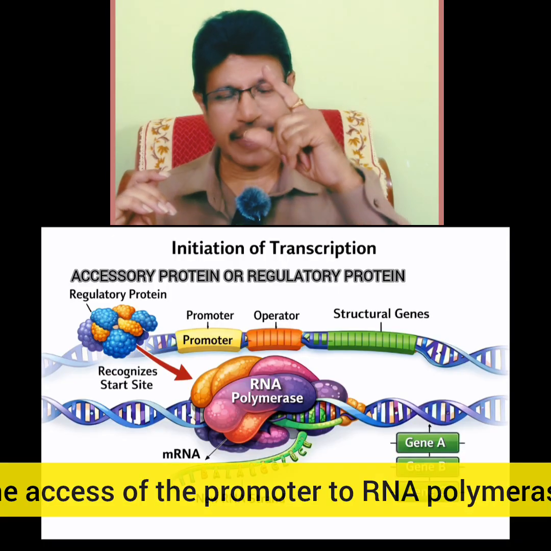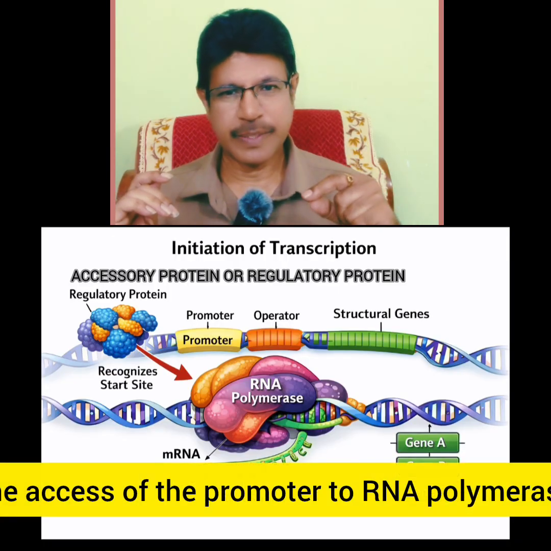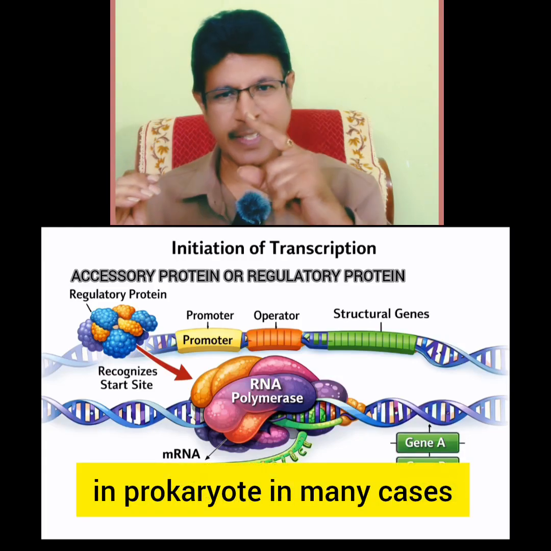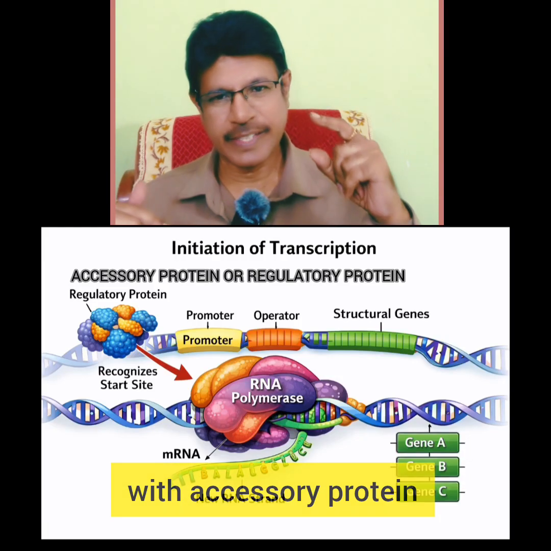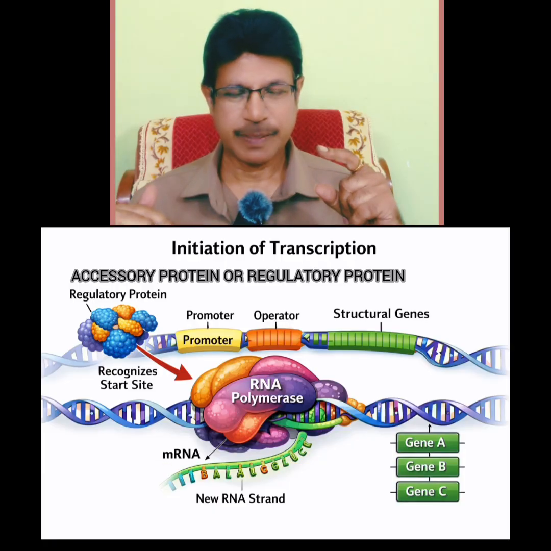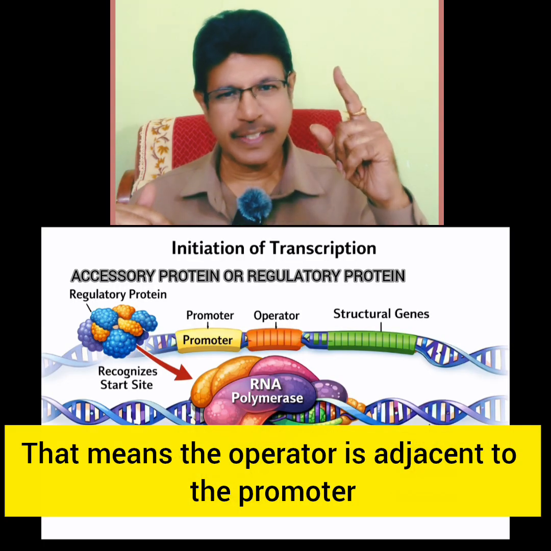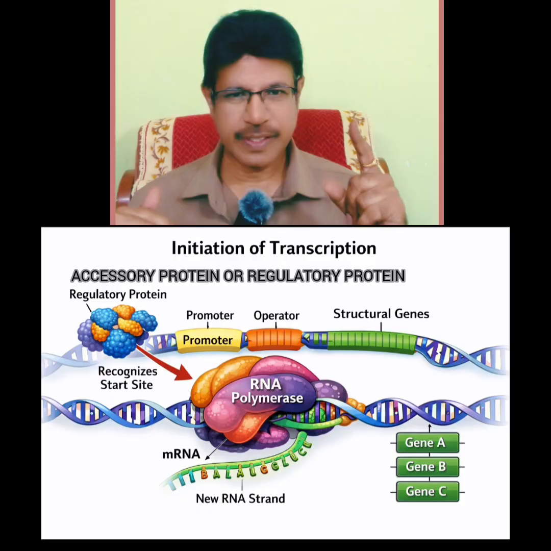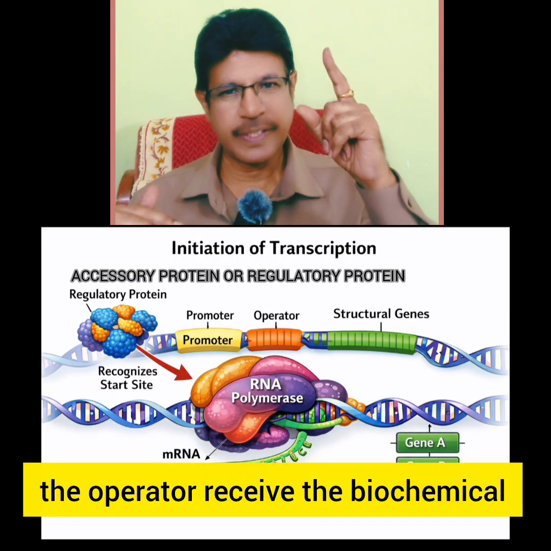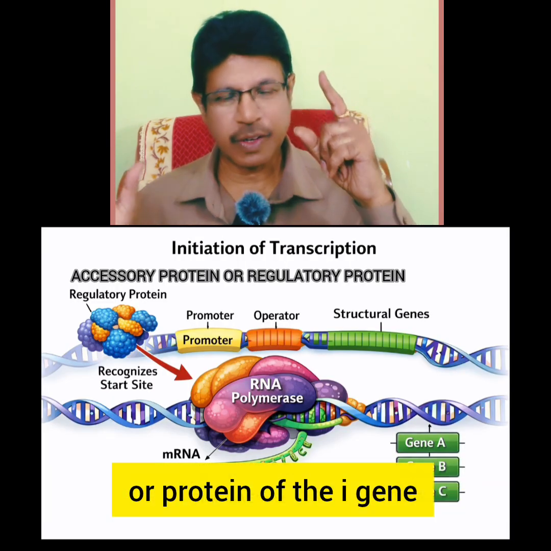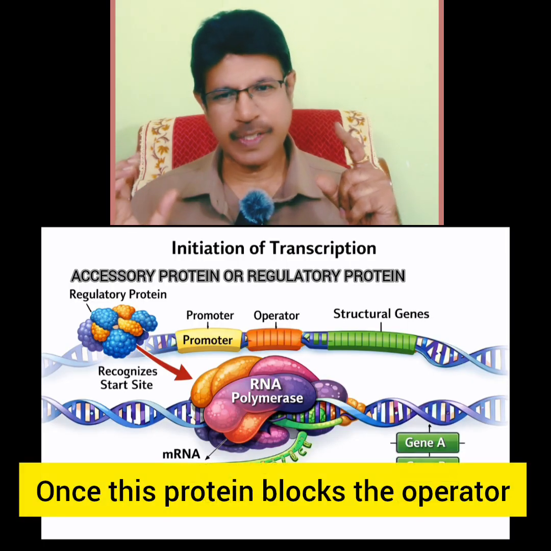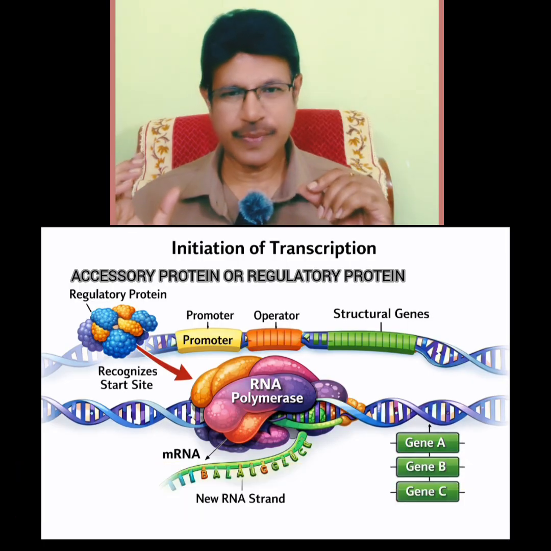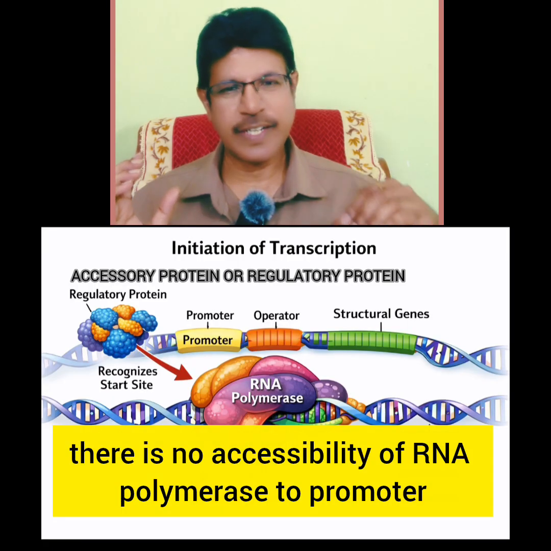Next, the access of the promoter to RNA polymerase in prokaryotes in many cases is regulated by interaction of the operator with accessory protein. That means the operator is adjacent to the promoter. In many operons, the operator receives the biochemical, or protein, of the I gene, that is the regulator gene. Once this protein blocks the operator, there is no accessibility of RNA polymerase to the promoter.